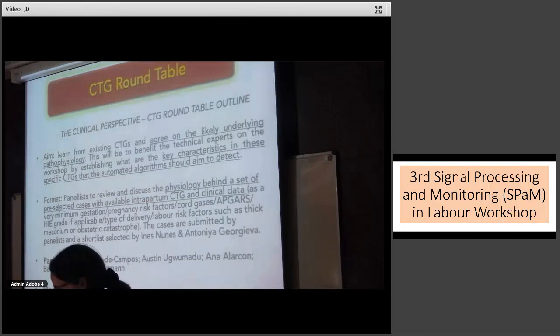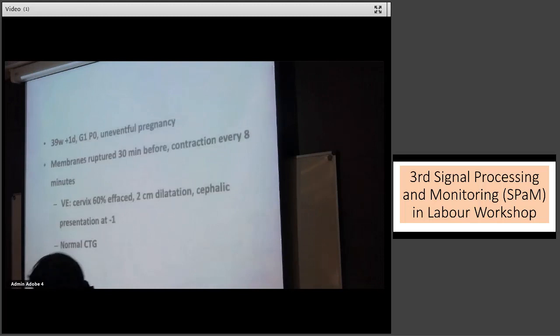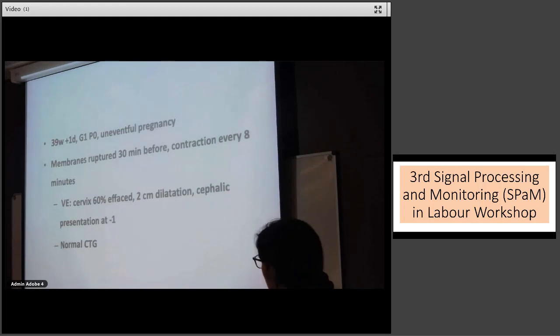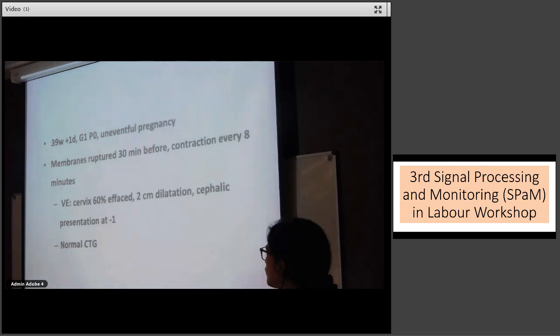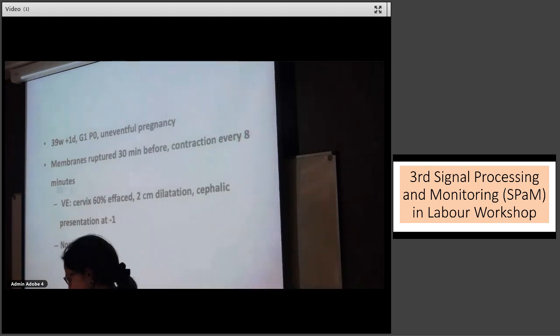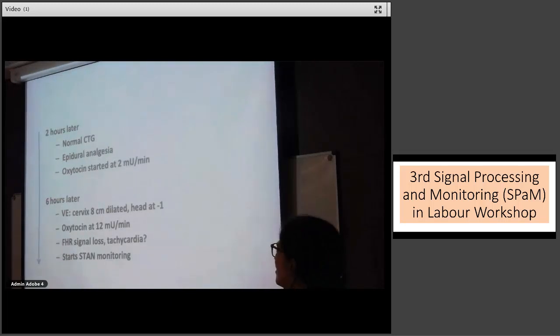Okay, so let's start. In this first case, which was chosen by Diogo, I will present it. It was a primigravida, 39 weeks plus 1 day, uneventful pregnancy. Membranes were ruptured 30 minutes before, contracting every 8 minutes. Vaginal exam showed first stage of labor, cephalic presentation, normal CTG, and believe us, it was normal. We are just cutting the presentation a bit so that we can do this in a feasible way.